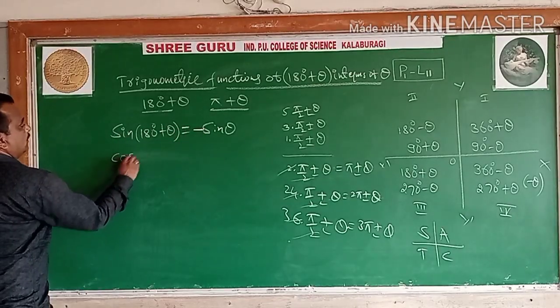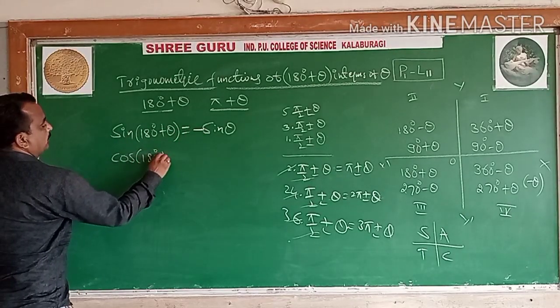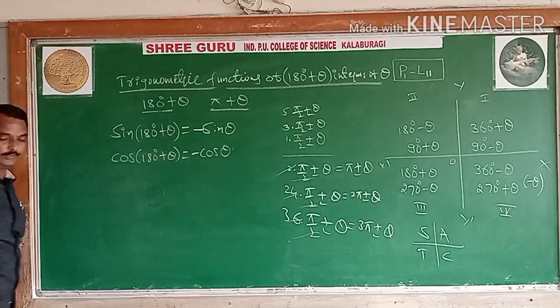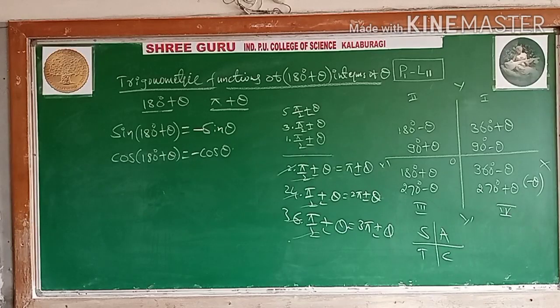Then cos 180 plus theta, no change in the function. Cos in the third quadrant is negative. Negativity is in the third quadrant.